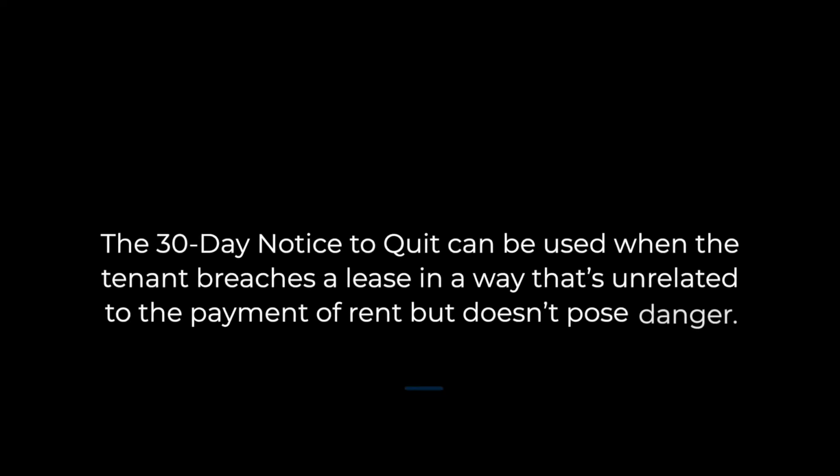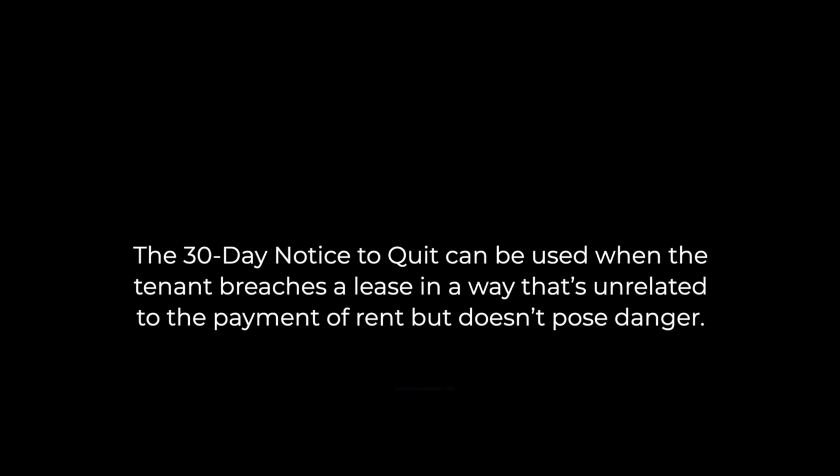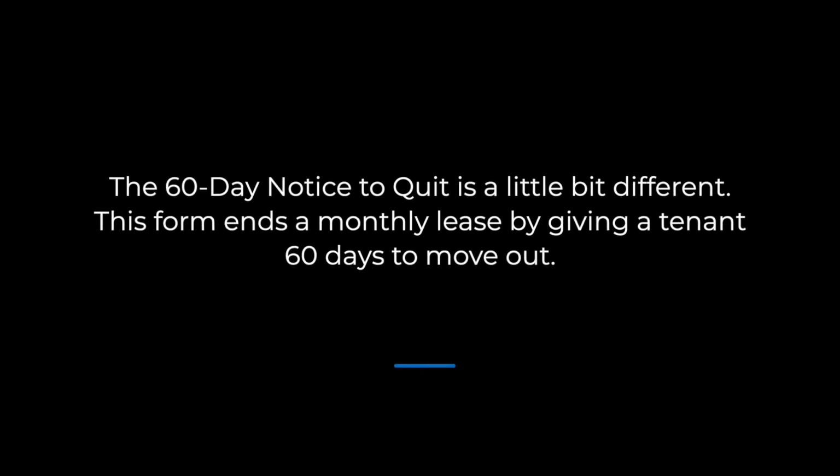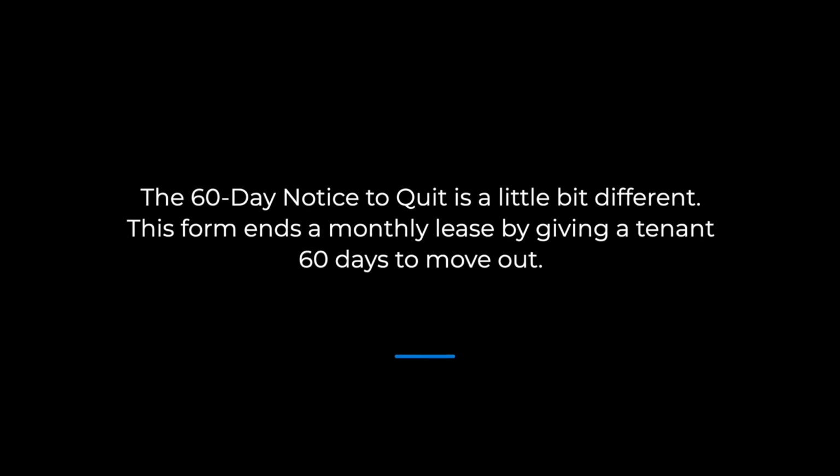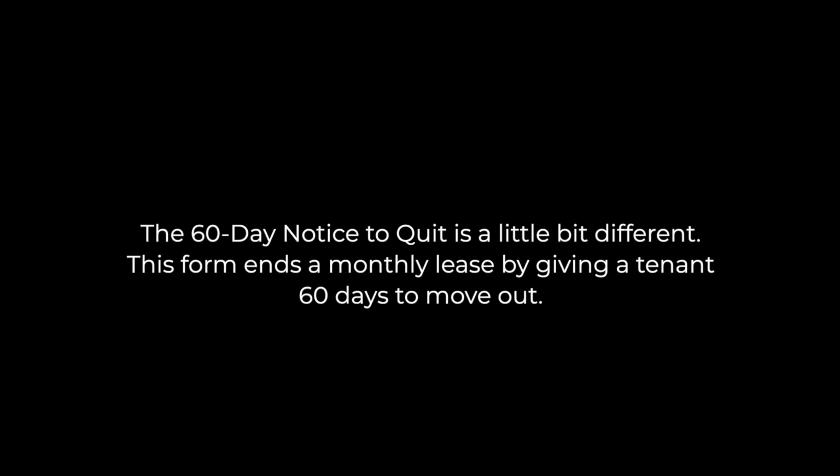There's also a form called a 30-day notice to quit. This can be used when the tenant breaches a lease in a way that's unrelated to the payment of rent but doesn't pose danger. An example of this kind of breach is housing an unauthorized pet. This form tells the tenant to either fix the problem or face eviction. The 60-day notice to quit is a little bit different. This form ends the monthly lease by giving the tenant 60 days to move out.